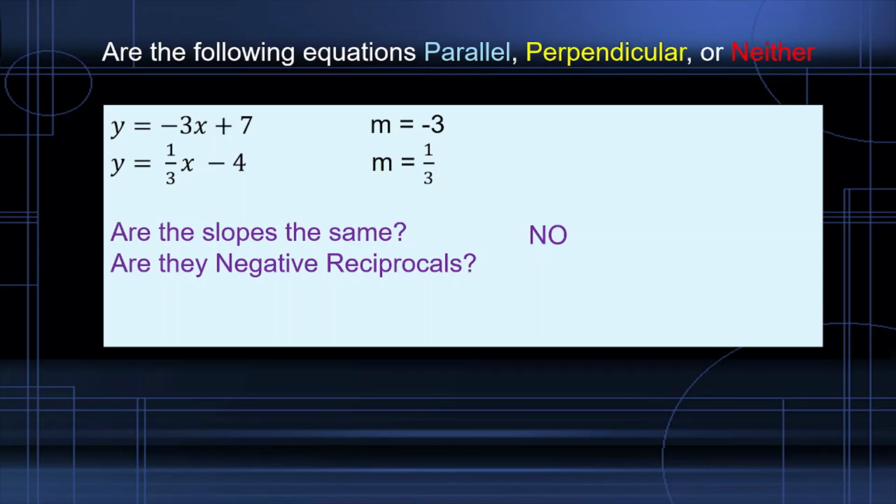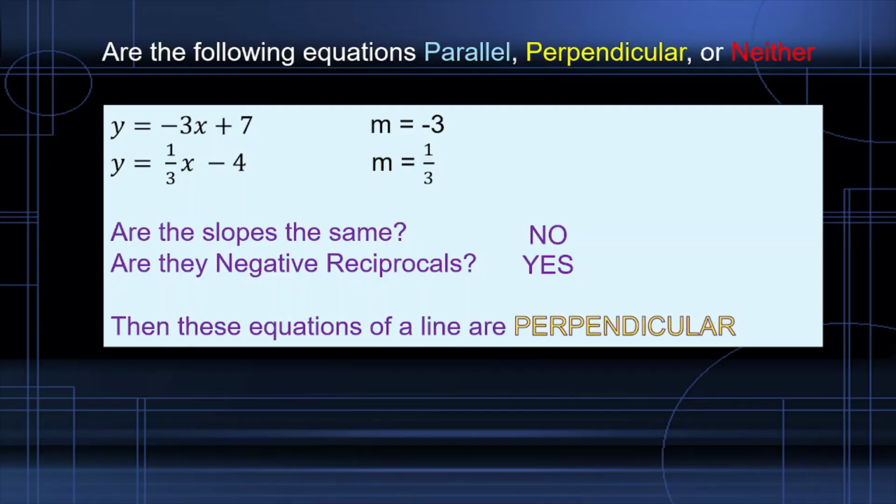Are they negative reciprocals? Well, if one is positive, the other has to be negative. So, yep, that means they're negative. Are they reciprocals? Well, if I flip a 3, it's 1/3. If I flip a 1/3, it's a 3. Oh my gosh, yes, they're reciprocals. So since we have negative reciprocal slopes, we would say that these two equations are perpendicular.